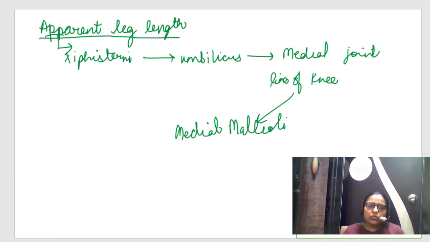So this is your true leg length and your apparent leg length, and you have to measure it on the contralateral side also. Then only are you able to find the difference between both leg lengths, and you can compute whether there is any difference or not. So this is the method to check the limb length.